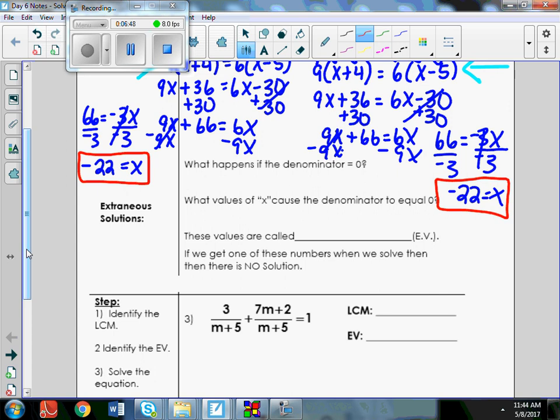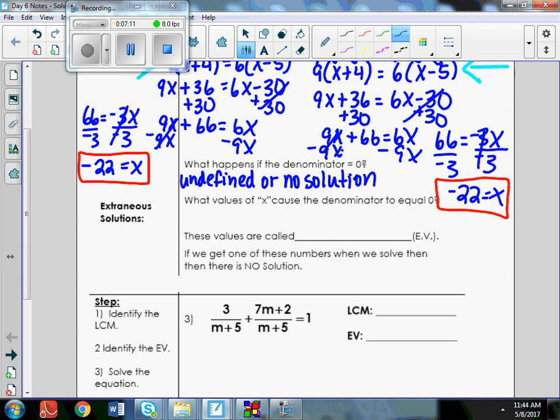What happens if a denominator equals 0? What if you have something divided by 0? What's your calculator say? Error. It says error, right? It's undefined or no solution. It's another way to say that. Okay, your calculator will tell you error.